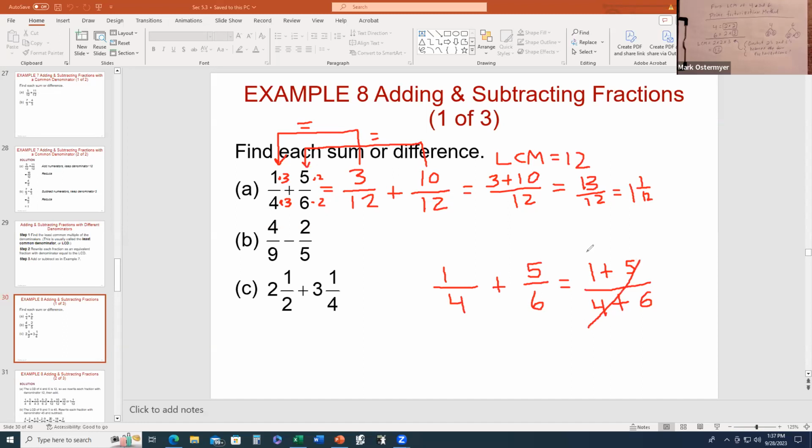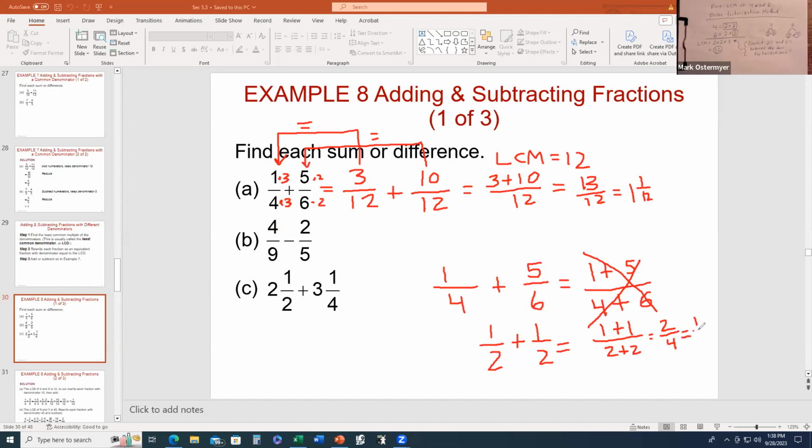This is total hogwash, though. It's illegal. It's not true. It's not accurate. It doesn't work. Okay. You want to see why it doesn't work? I'll show you one example that shows you why that's insane. 1/2 plus 1/2. Suppose that you said that this method is the way to go. Well, according to the method, it should be 1 plus 1 over 2 plus 2, which should be 2 over 4. But doesn't 2 over 4 reduce right back down to 1/2?